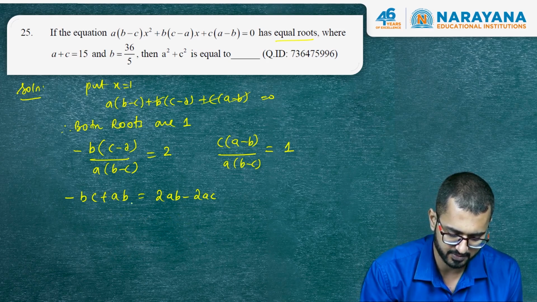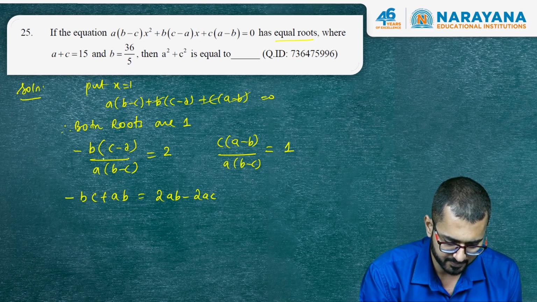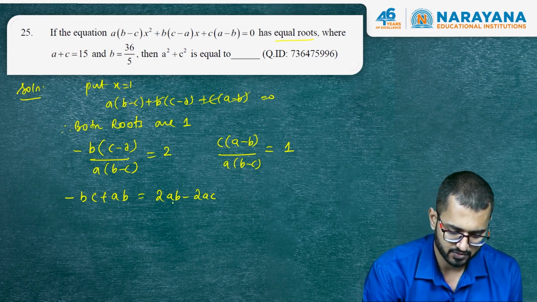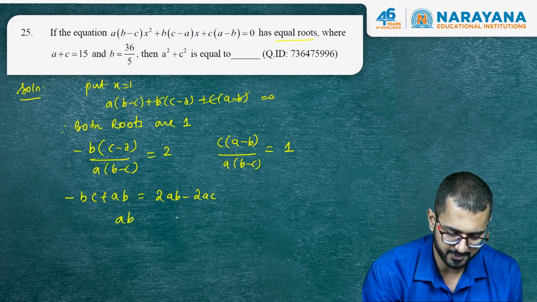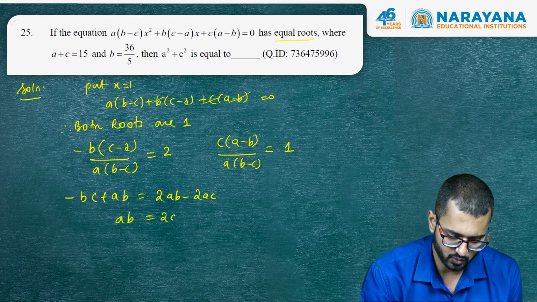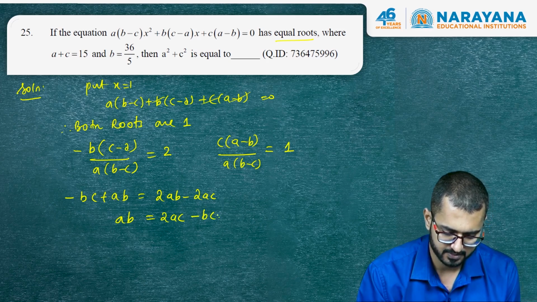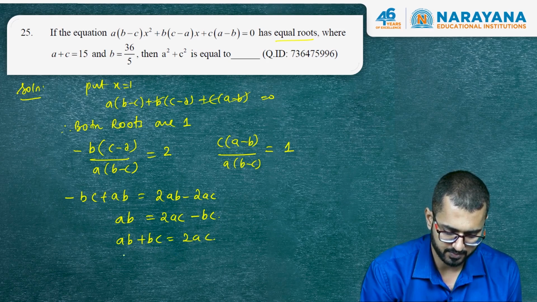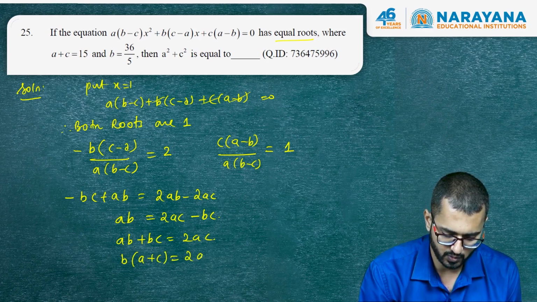So let's again simplify. Minus BC plus AB is equal to 2AB minus 2AC. So let's bring this one here. So I'll be getting AB will be equal to, this will go to that side, it will become 2AC and then minus BC. So we can write down here AB plus BC is equal to 2AC. So now B we can take common, it will turn out to be A plus C is equal to 2AC.